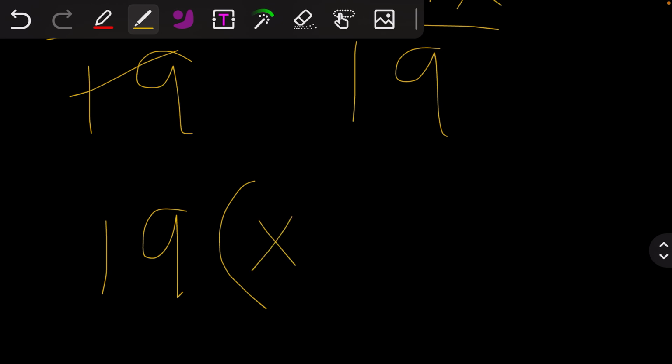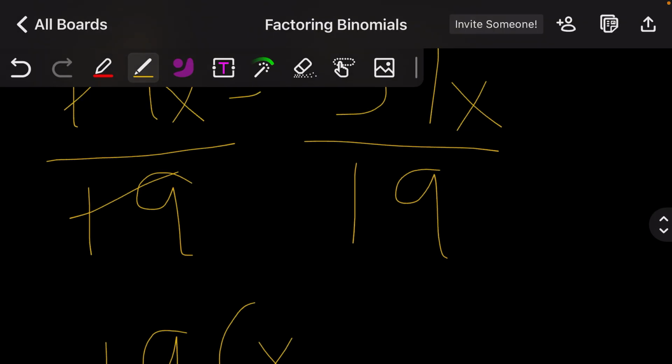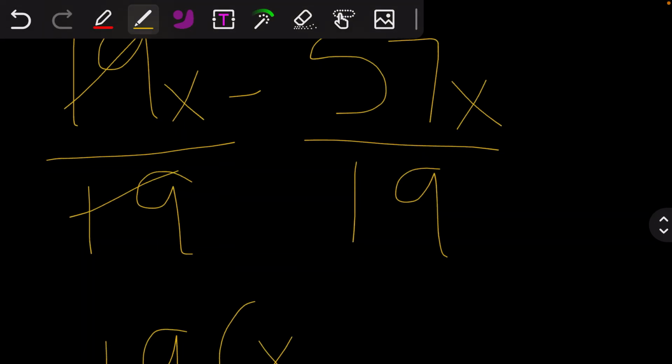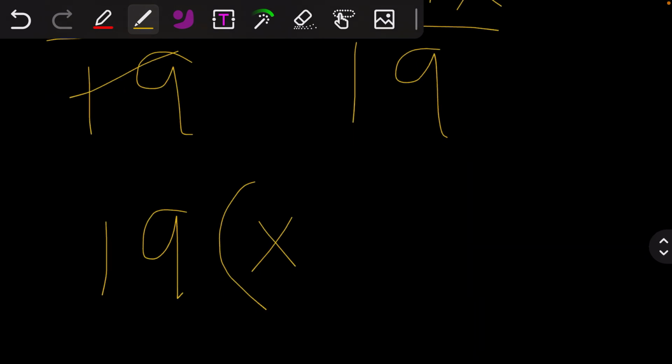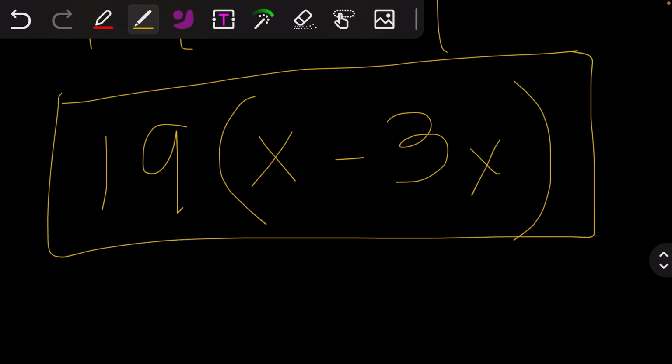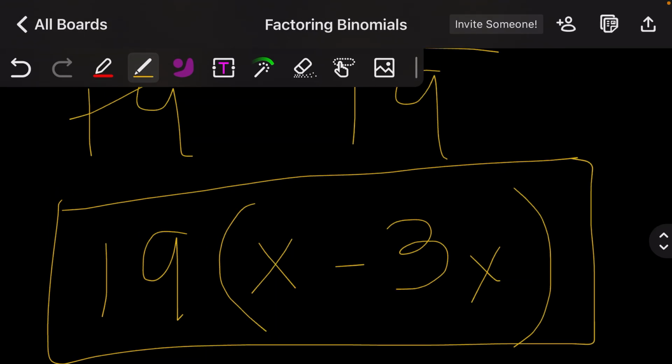We put the x term. That's what we're left with after we divide that first term by 19. After we divide this second term by 19, as a matter of fact, let me make sure. Okay, yeah, we're fine. So after we divide this second term by 19, we're going to be left with a negative 3x. And this is our answer for number 2.